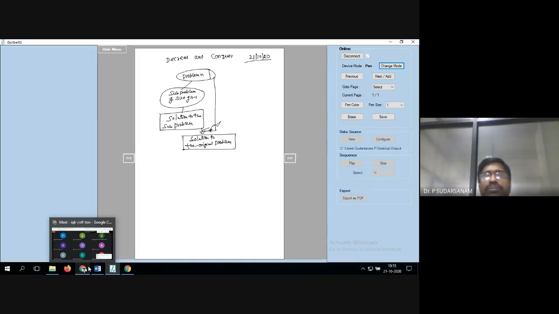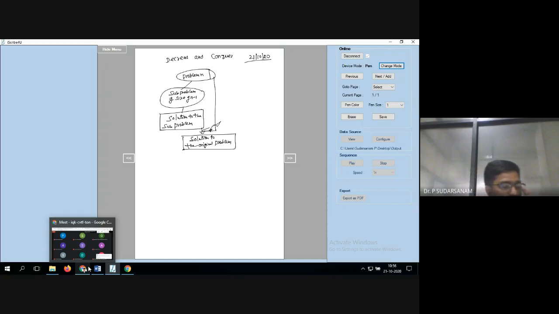So that means what? You have the problem of size n, you will be taking one piece. Once you remove one piece, what will happen? You will be getting the sub-problem of size n minus 1. Once you get the sub-problem solution, you will get the final solution, and with that remaining one value, you will be adding the answers. So that is what decrease and conquer is.